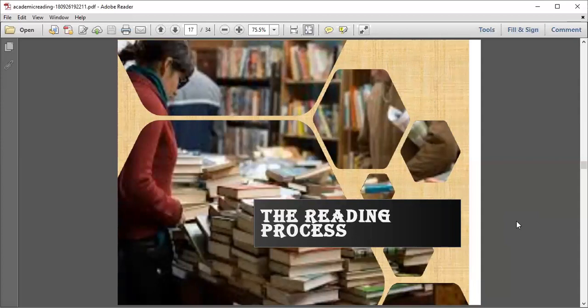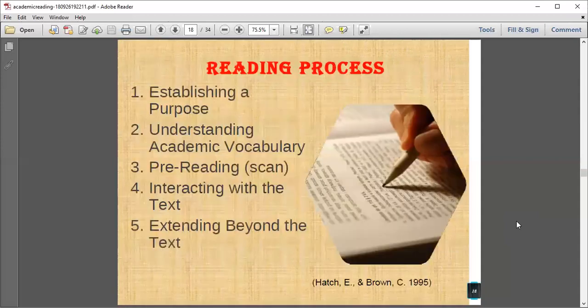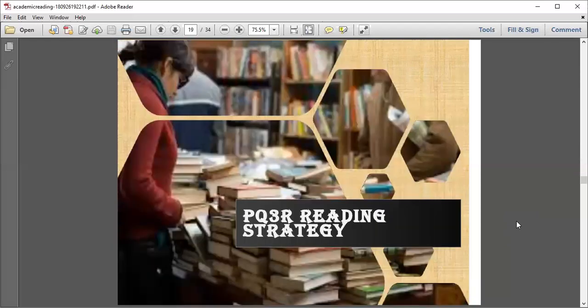The reading process, it's a simple process. What is it? Establishing a purpose. Purpose of reading. Then understanding academic vocabulary. Pre-reading. Interacting with the text. Extending beyond the text. Moving on to PQ, 3R reading strategy.